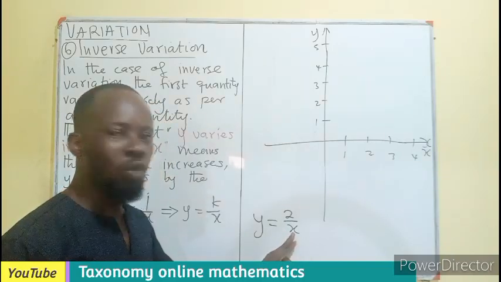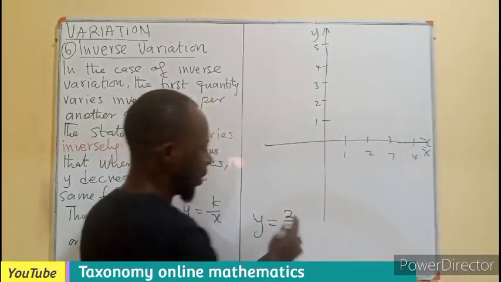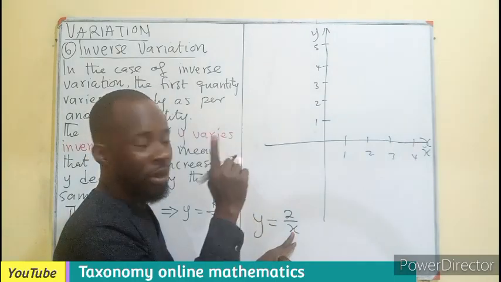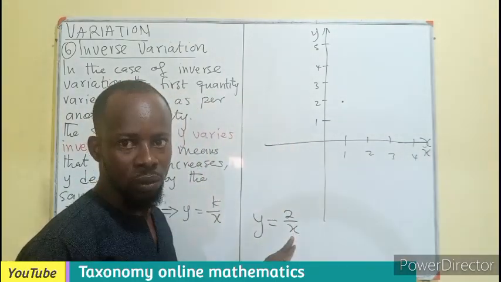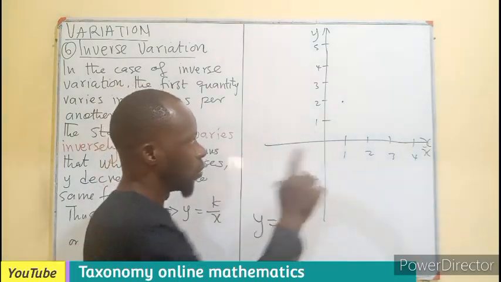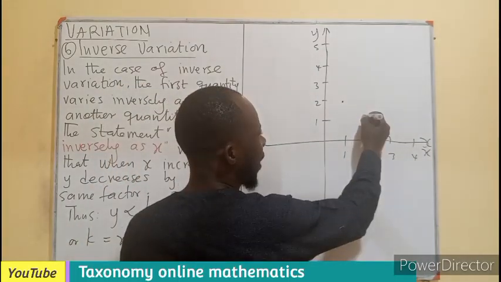So now if x is 1, it means 2 over 1. That will give us what? 2. So the point will be here. When x becomes 2, 2 divided by 2 will be what? 1. So at 2, you get 1 here.